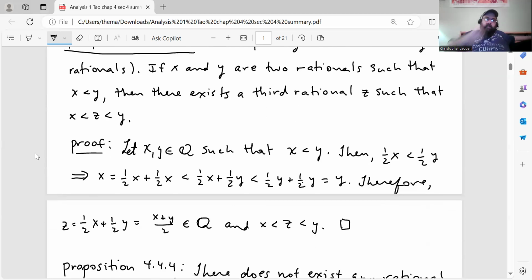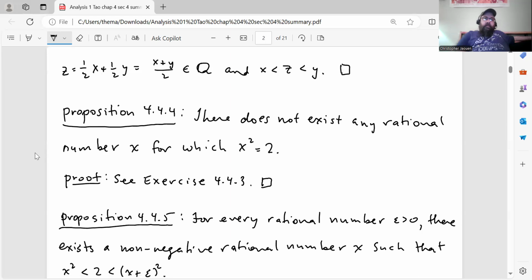Here's the proof. Let x, y be rational numbers such that x is less than y. Then 1/2 x is less than 1/2 y because 1/2 is a positive rational. And remember that multiplying rationals by positive rationals preserves order. And that implies x is 1/2 x plus 1/2 x, which is less than 1/2 x plus 1/2 y, which is less than 1/2 y plus 1/2 y, which is equal to y. Therefore, z equals 1/2 x plus 1/2 y, which you can write more simply as (x plus y) over 2, is rational, and it's a rational number between x and y.